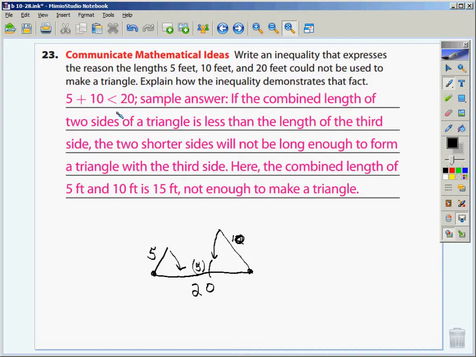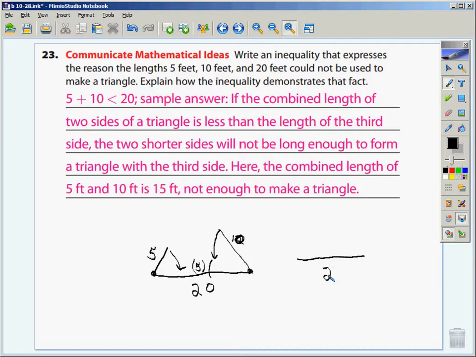Two sides of a triangle, when you add them together, have to be, not can be, must be, absolutely have to be greater than the third side. Even if they were equal.